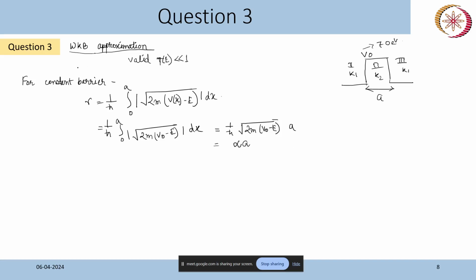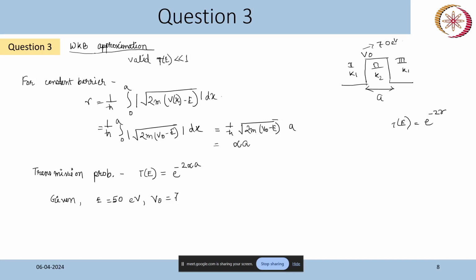Now, how is the transmission probability defined in the WKB approximation using gamma? The expression is T(E) equal to exponential of minus 2 alpha A. Basically, in the WKB approximation, the transmission probability T(E) has the form exponential of minus 2 gamma. Now what is given? E is 50 eV, V naught is 70 eV. We will calculate for two cases, for two values of A.